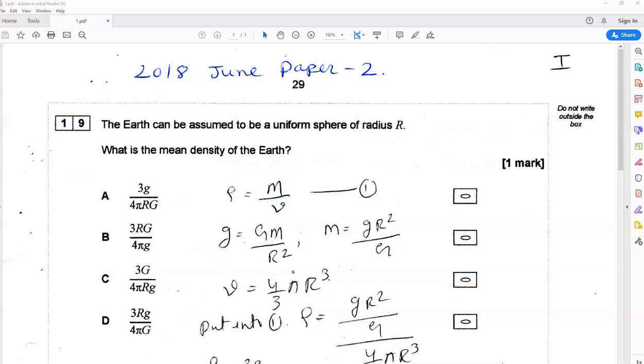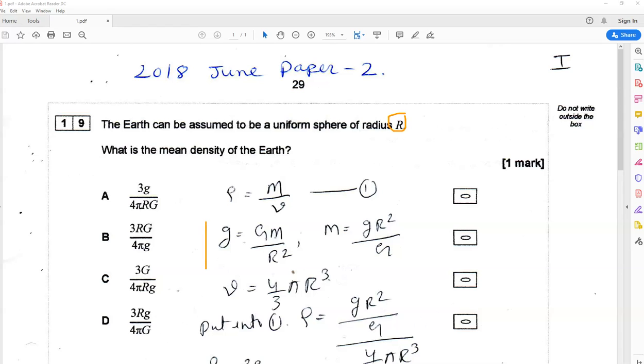So this is one more simple problem using the formula for gravitational field. The Earth can be assumed to be a uniform sphere of radius r. What's the mean density of the Earth? Now we know that the formula for density equals mass divided by volume, and you have to find the mass and the volume with the information given to us.